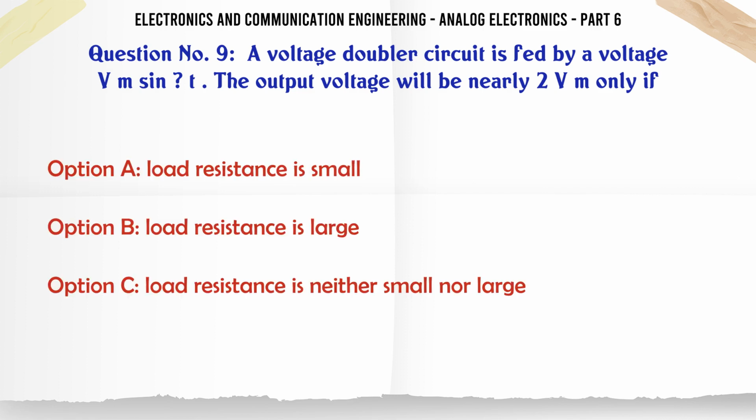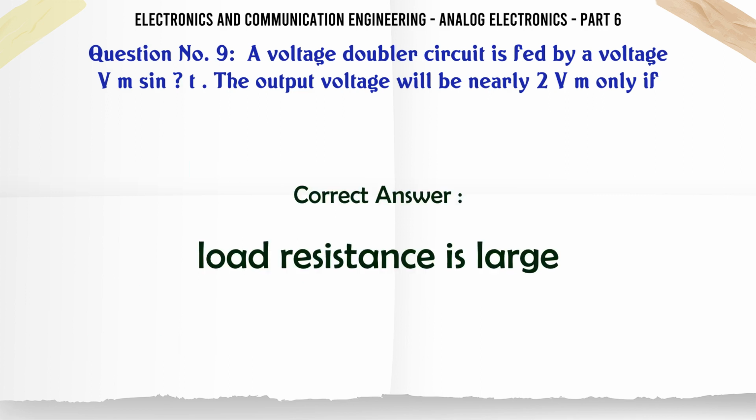A voltage doubler circuit is fed by a voltage Vm. The output voltage will be nearly 2 Vm only if A. Load resistance is small, B. Load resistance is large, C. Load resistance is neither small nor large, D. Either A or C. The correct answer is load resistance is large.